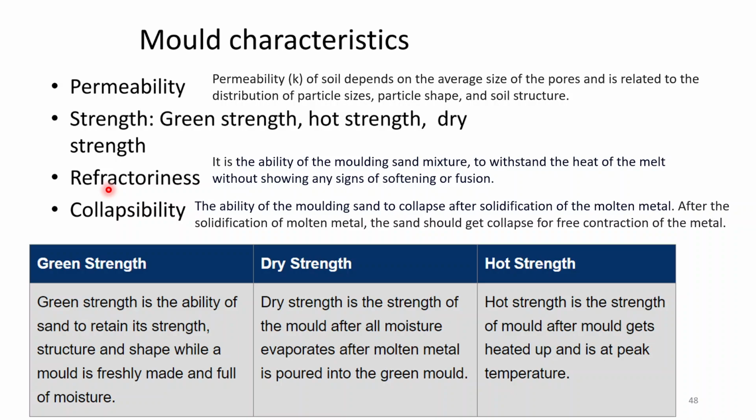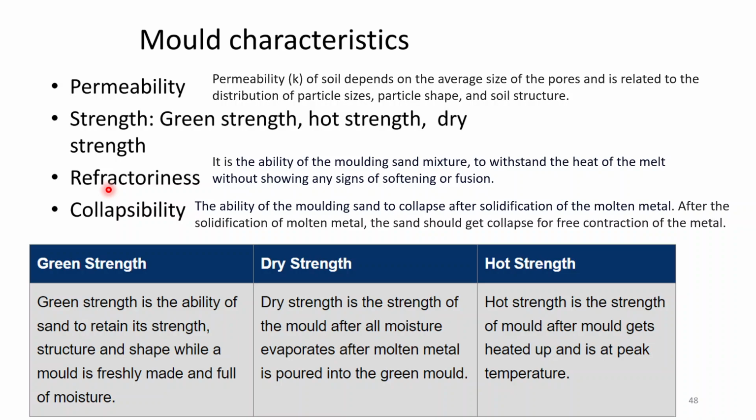Next is collapsibility. After you have solidified your casting, then during ejection of your casting, you require collapsibility in sand. If it collapses easily, then your casting will be taken out easily without any damage. So the ability of molding sand to collapse after solidification of the molten metal is collapsibility. And after the solidification of molten metal, the sand should collapse for free contraction of the metal.